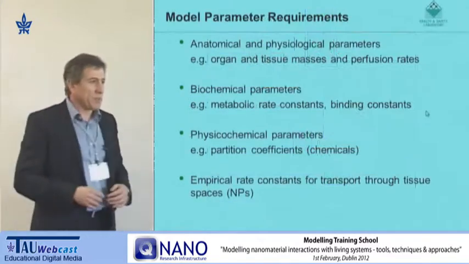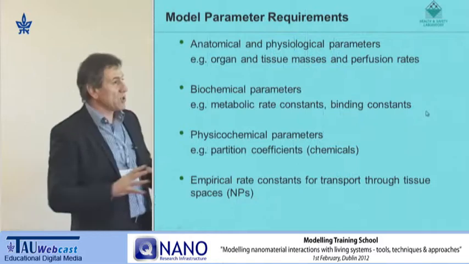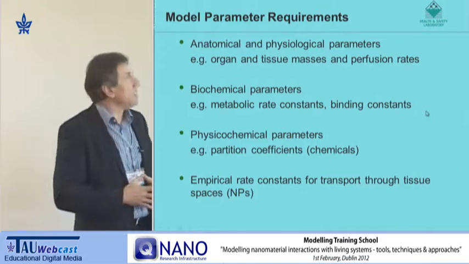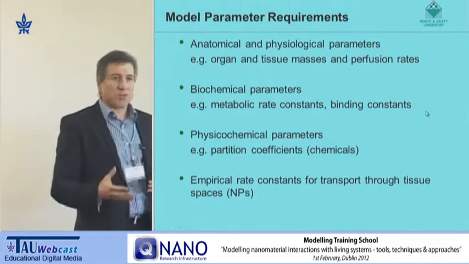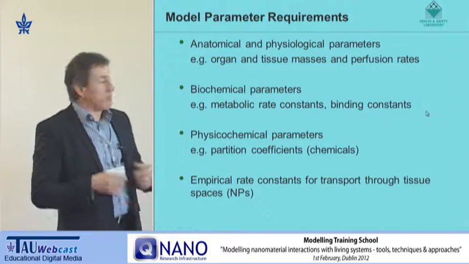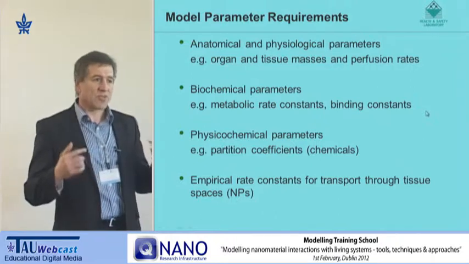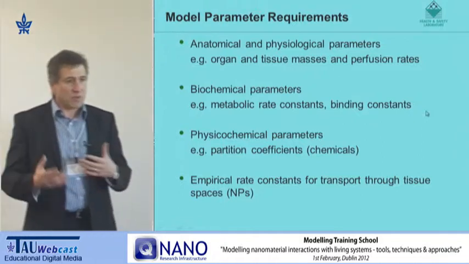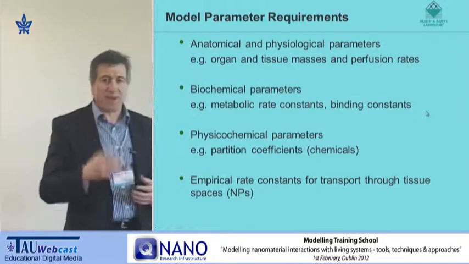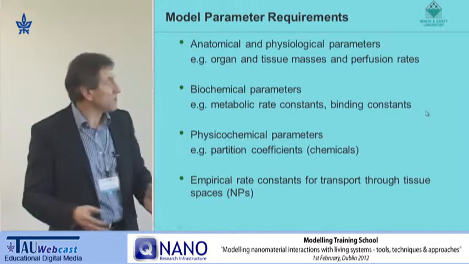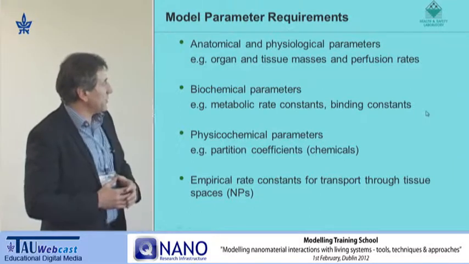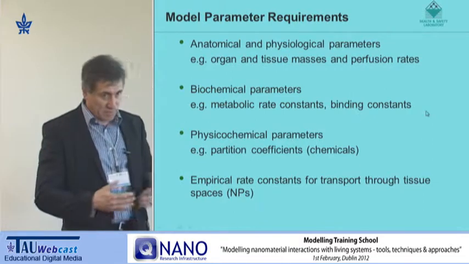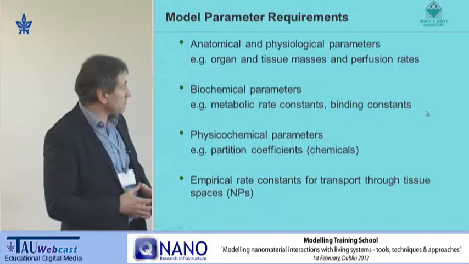So what do we need to populate our model? We need anatomical and physiological parameters, which are readily available in the literature, have been around for a long time. So organ and tissue masses and blood flow rates, regional blood flow rates through these organs and tissues. Biochemical parameters, things like metabolic rate constants for metabolism, binding to various receptors, and physicochemical parameters. These are measures of solubility of chemical in biological media. We call these partition coefficients.